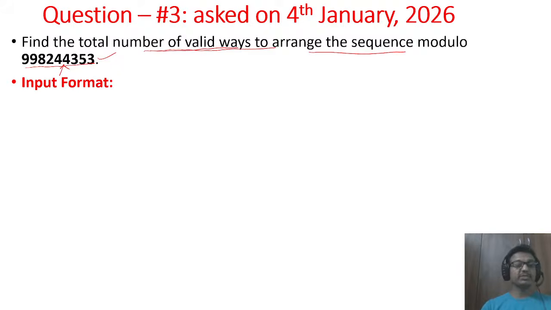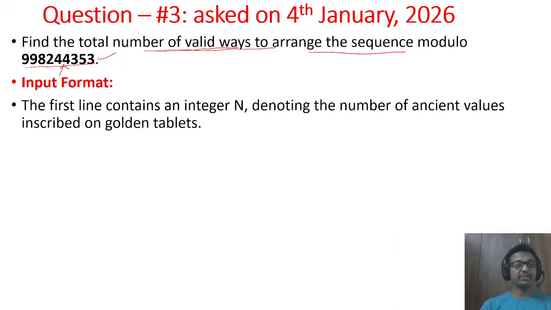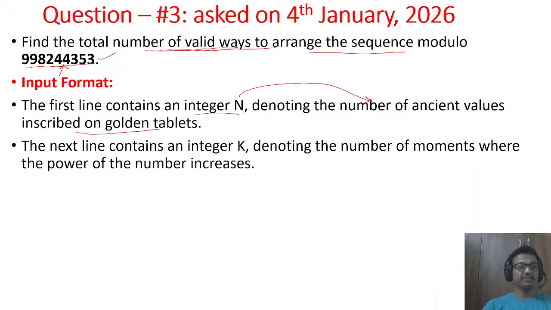What is the input format for this question? The first line contains an integer n denoting the number of ancient values inscribed on golden tablets. Don't worry about the description and all those things. Here n indicates the number of values. Then the next line contains an integer k denoting the number of moments where the power of the number increases. The value of the number increases, and that is indicated by the integer k.